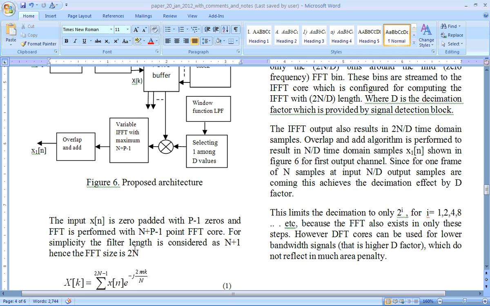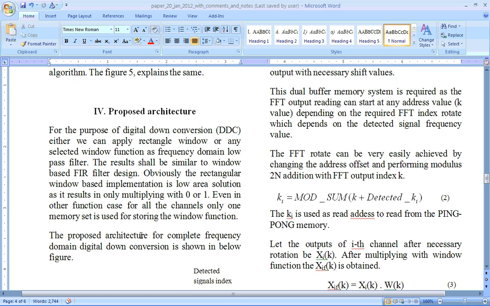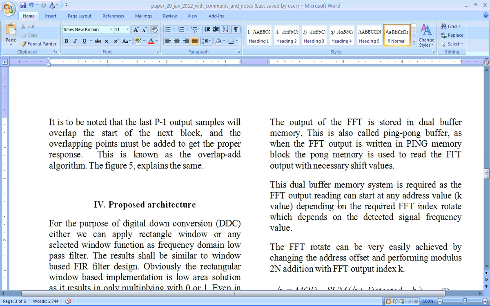For simplicity, the filter length is considered to be N plus 1; it could be any value. Then an FFT of size 2N will come. This is the FFT equation for X of k, size 2N. The output of the FFT is stored in a dual buffer memory, also called a ping pong buffer. When the FFT output is written in the ping memory block, the pong memory is used to read the FFT output with the necessary shift values. So there are 2 memories, one we call ping, the other pong.